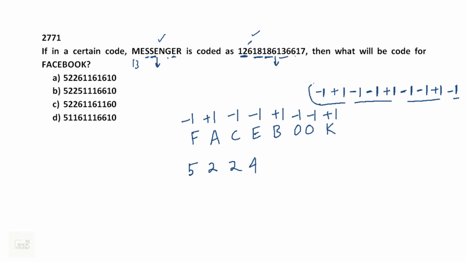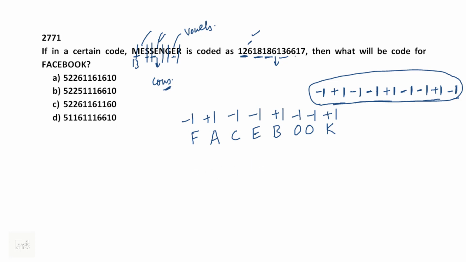That means there should be some other logic which is given here. M minus 1, then minus 1 is with SS, then minus 1 is with N, G and R, which happens to be consonants, and this E, E, E are vowels where we have plus 1. Good. So let's use this now.